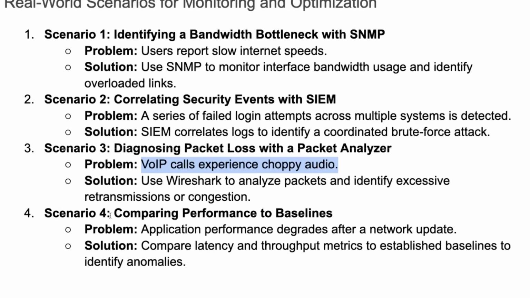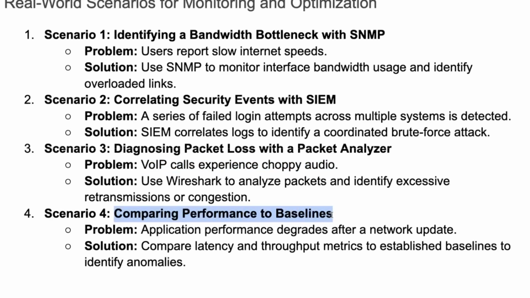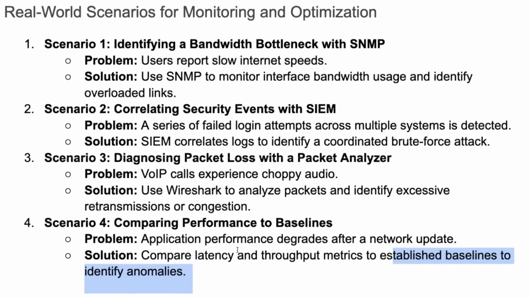Then we have the scenario for comparing performance to baselines. The problem is that application performance degrades after a network update. So we compare the latency, the amount of time that something takes to get from source to destination, and throughput, the amount of data that gets there, in bits per second, excuse me. We look at the latency, which is the speed, and the throughput, which is the data that actually gets there, to establish baselines to identify anomalies. So these are our 4 little scenarios.